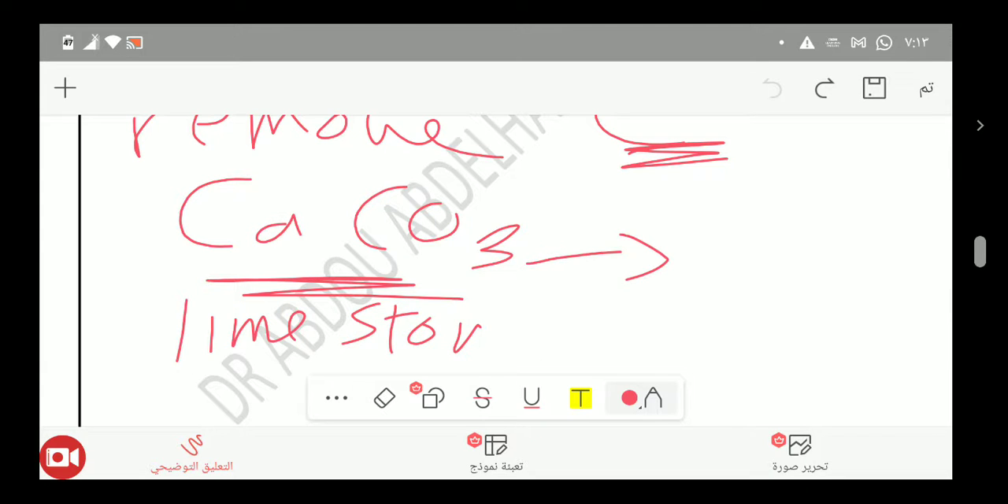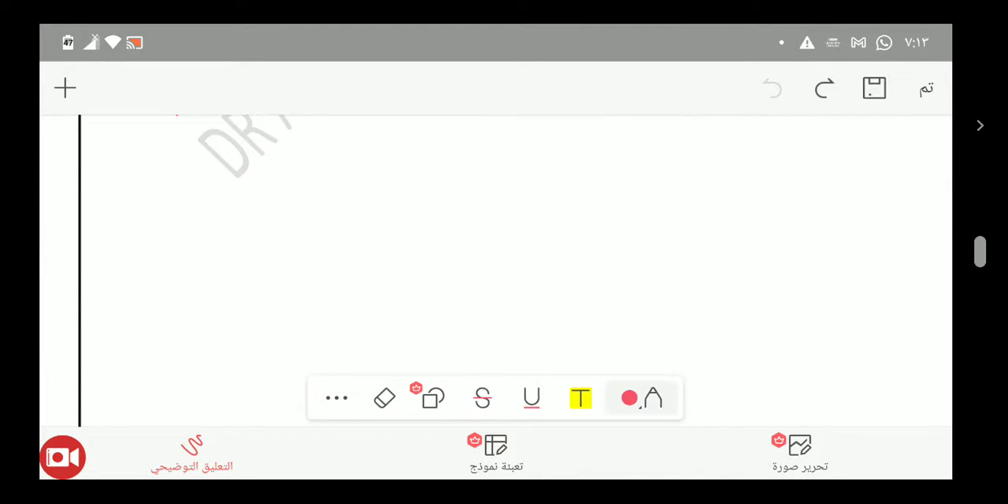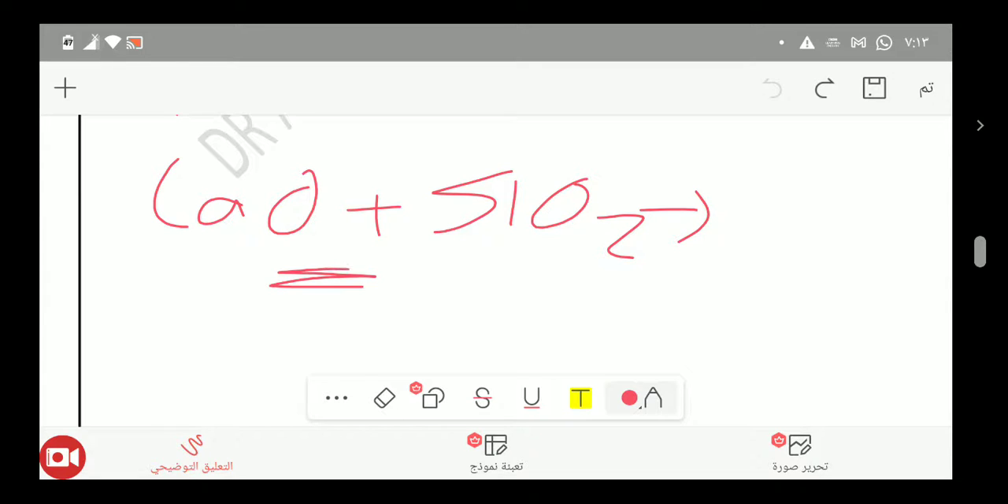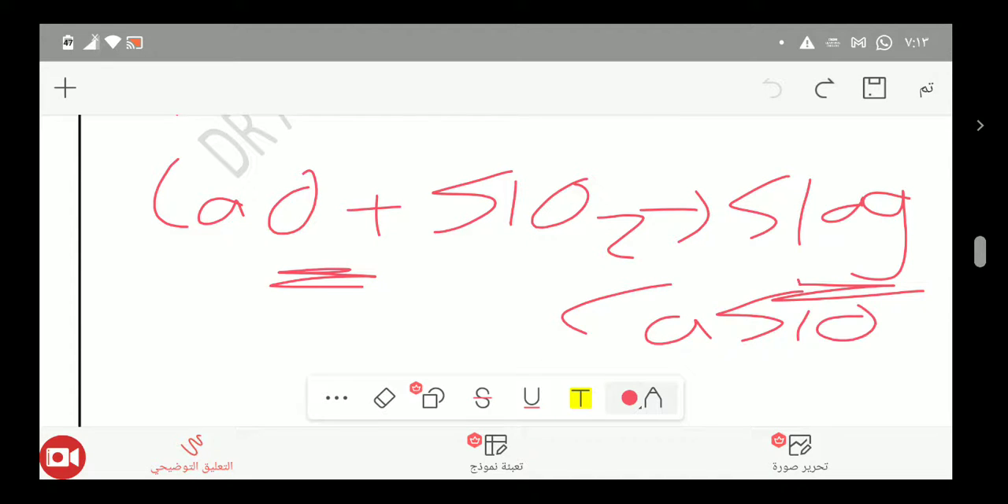As you know, limestone during the thermal decomposition gives calcium oxide, which is lime, plus CO2. What is the role of calcium oxide during the extraction of iron? Calcium oxide reacts with silicon dioxide, SiO2, and forms calcium silicate, CaSiO3, which is slag. So the role of calcium oxide or limestone in this process of iron extraction is to remove acidic impurities.